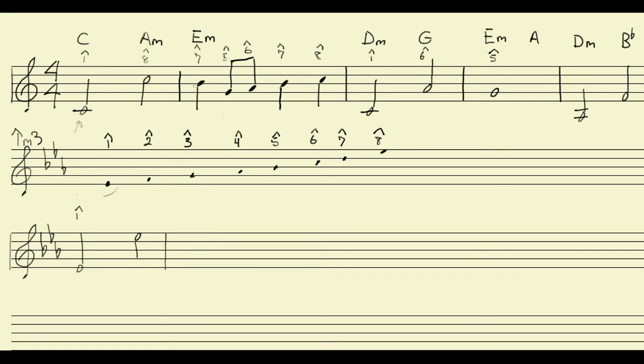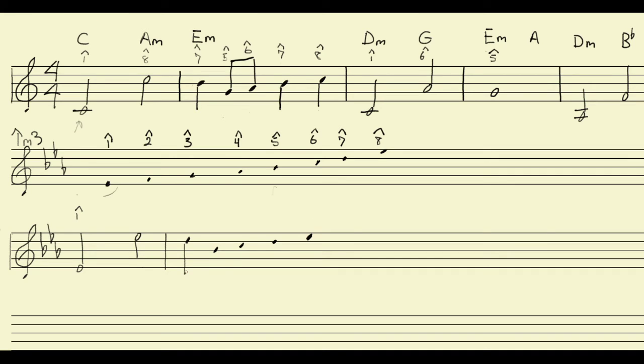Next, I have scale degree 7. What is scale degree 7 in the key of E flat? It's D. So I'm going to write a D. Then I have scale degree 5. What is my scale degree 5 in the key of E flat? It's B flat. And then I go to scale degree 6, which in the key of E flat is C. And then scale degree 7, which we know is D. And then back to scale degree 8, which is E flat.